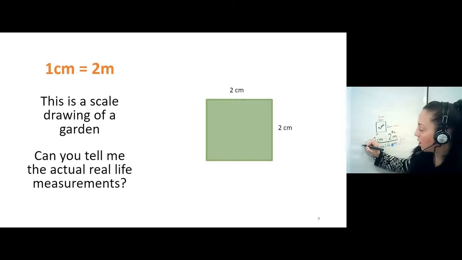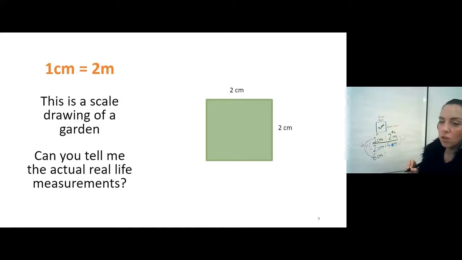We've increased it this time by 6 times as much, because we've gone from 1 to 6. So we've increased it by 6 times. So we're going to increase this side by 6 times too. Yeah? To give us 12. Well done. Perfect. Got that one.